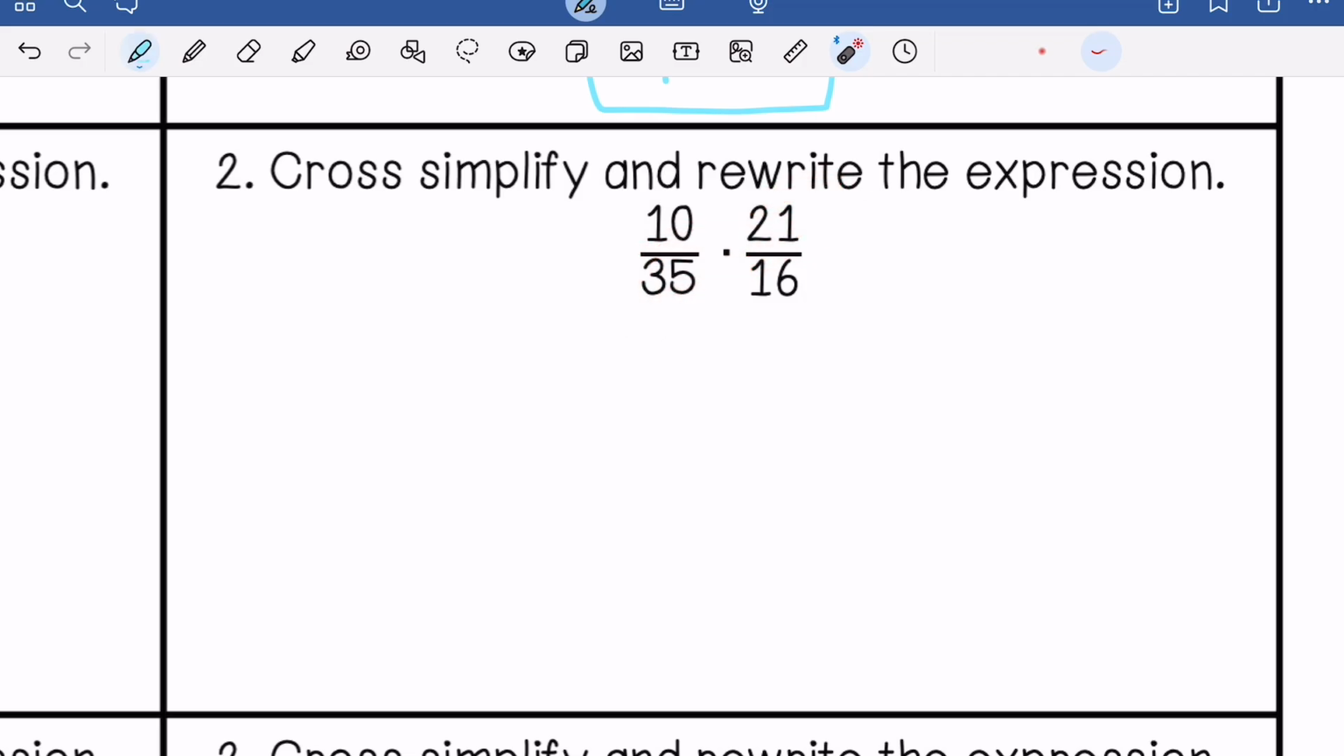35 and 21, we can divide these both by 7. 10 and 16, we can divide those both by 2.